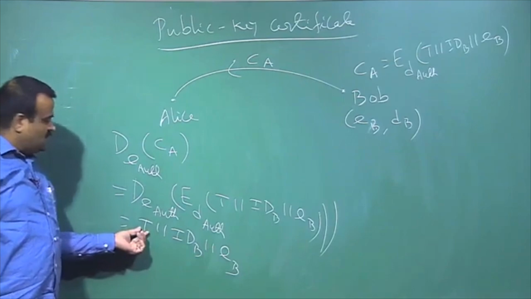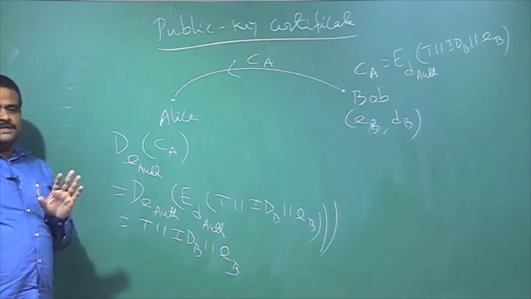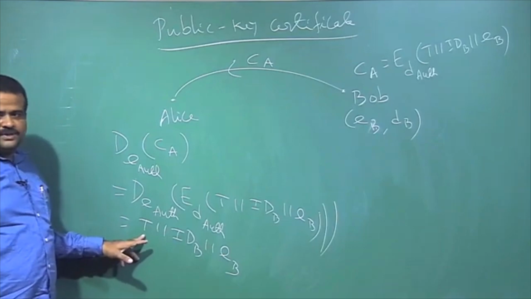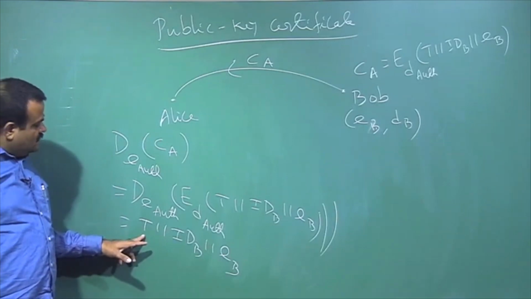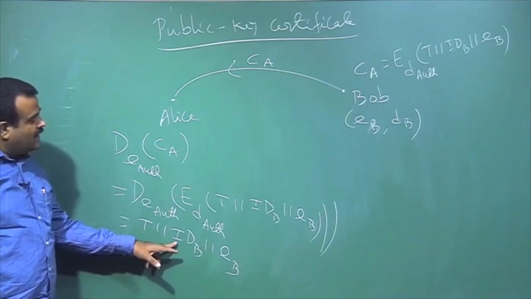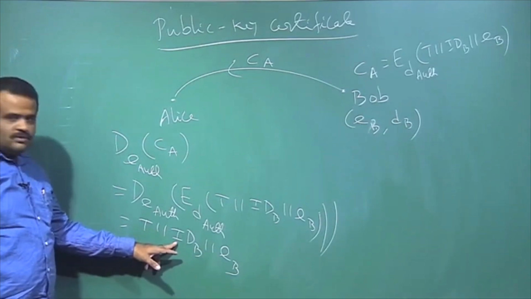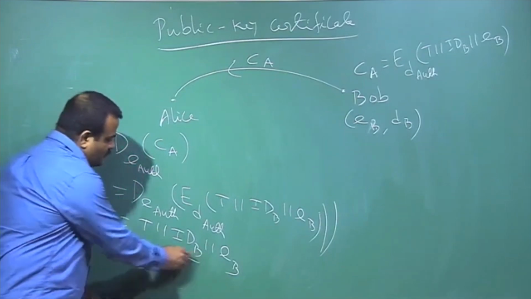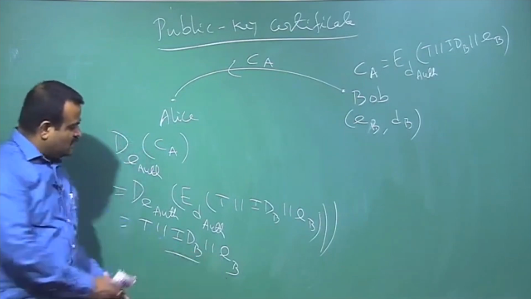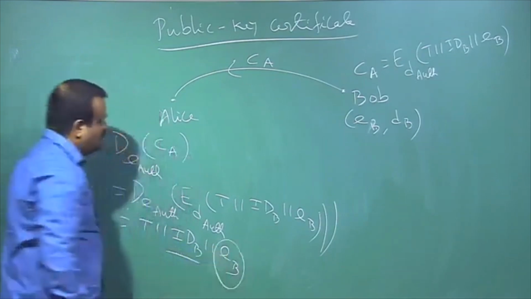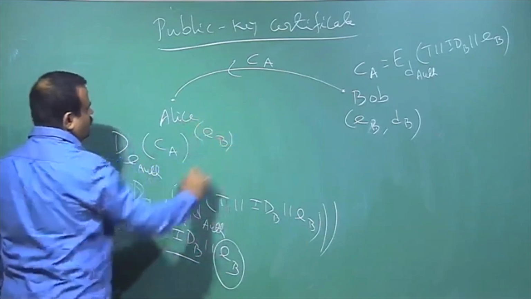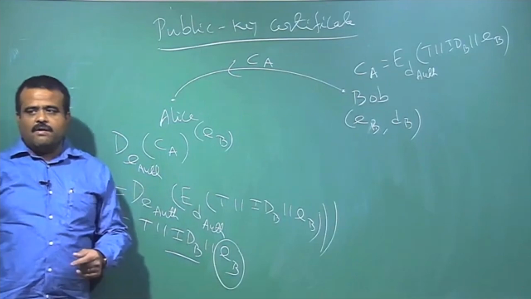So, now Alice will check the time. This time means whether the certificate is a current certificate or not, some sort of timestamp is there. Alice will check this time and also check this ID of Bob. So, this is really Bob's certificate, and Alice will get this E B, the Bob public key, by seeing the certificate.